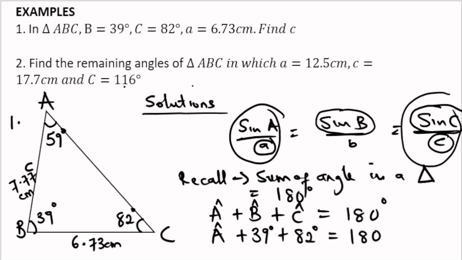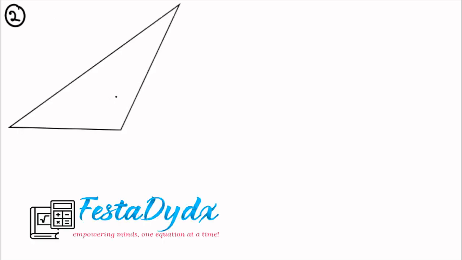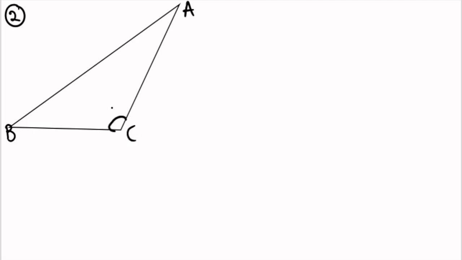It says, find the remaining angles of triangle ABC in which a is equal to 12.5 centimeters, c is equal to 17.7 centimeters, and capital letter C is 116 degrees. So now let's go to question number 2 and draw the triangle. After drawing the triangle, we'll put in the parameters. So we have to label it A, B, and C. So the question only gives us angle C, which is 116 degrees, and it gave us small letter a and small letter c.